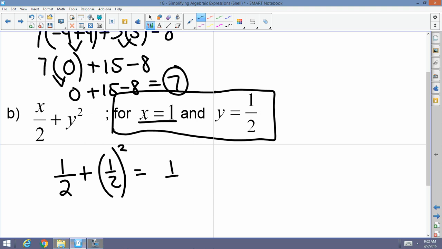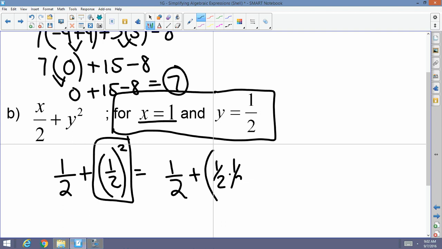Well, this is going to be 1/2 plus, remember that the 1/2 squared, the exponent, remember, tells the reader how many times to multiply the base by itself. So this is going to be plus 1/2 times 1/2, which will equal 1/2 plus 1/4. Please remember how to multiply fractions. Numerator times numerator, denominator times denominator.